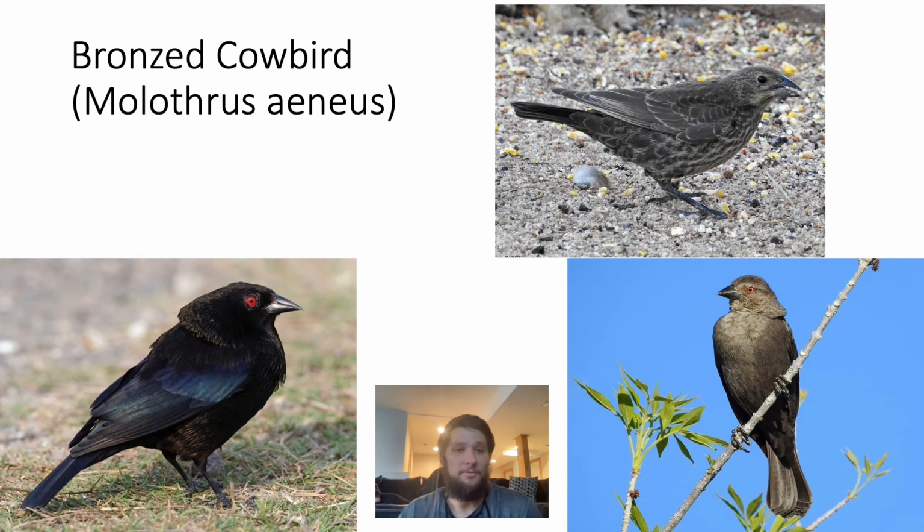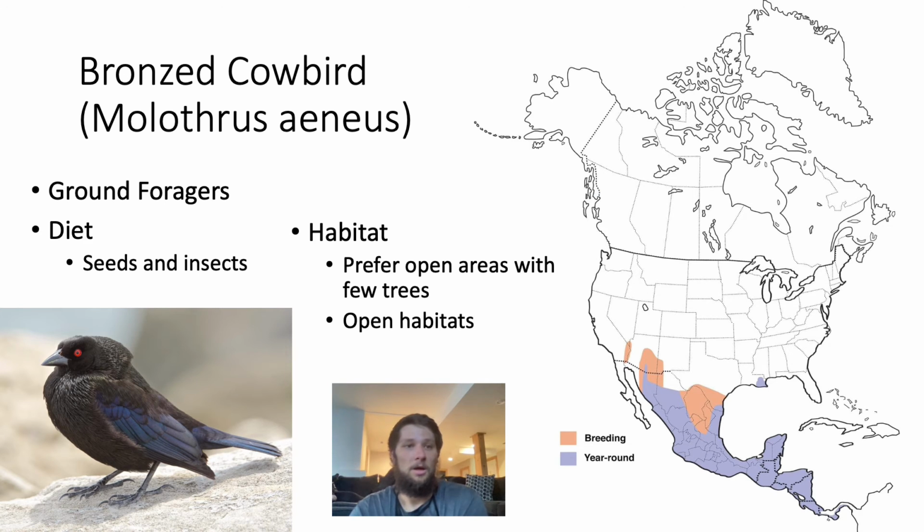On the bottom left here, we have the picture of a male. On the bottom right, we have a picture of a female. And in the middle here, in the top right, we have a picture of a juvenile. So the bronzed cowbird is primarily a ground forager with a diet consisting mainly of seeds and insects. They prefer to live in open areas with fewer trees or in completely open habitats.